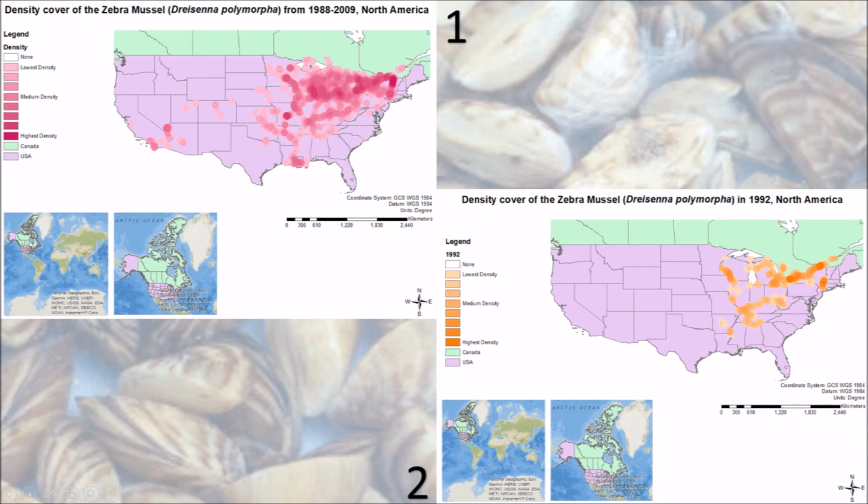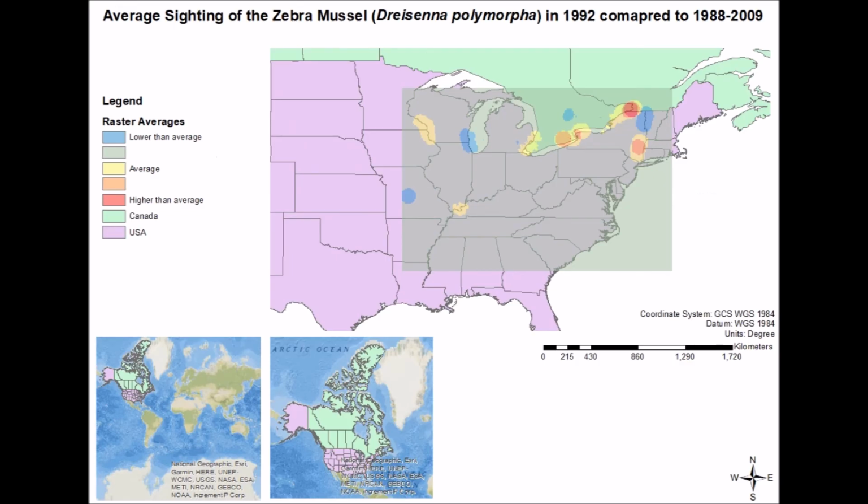Map 2. This map displays the density cover of the zebra mussel in 1992 in North America. 1992 was the year where there were the most sightings of the zebra mussel. The most sightings were in the northeast where the Hudson River flows. By the end of 1992, they had spread throughout the whole river, with their biomass being greater than the combined biomass of all other consumers such as fish, zooplankton and bacteria in the river.